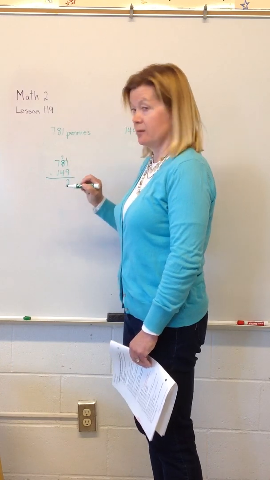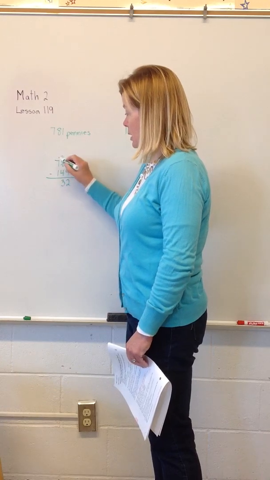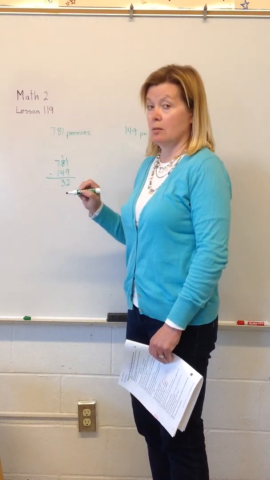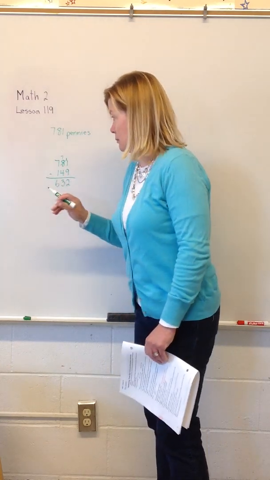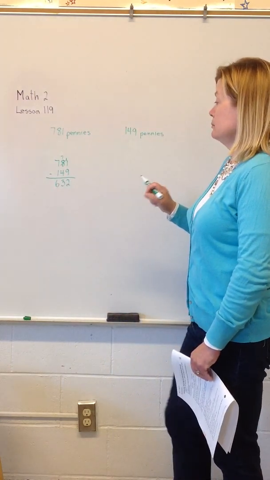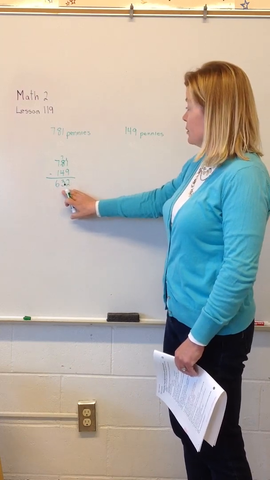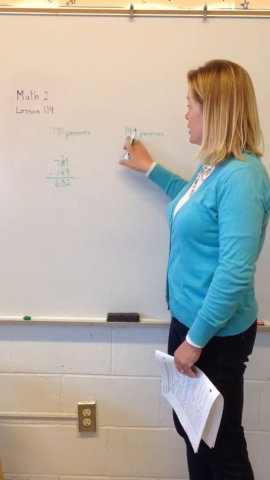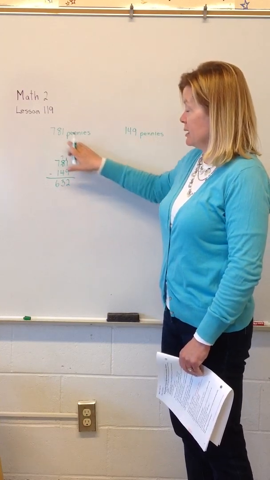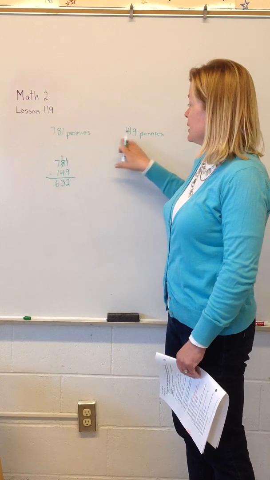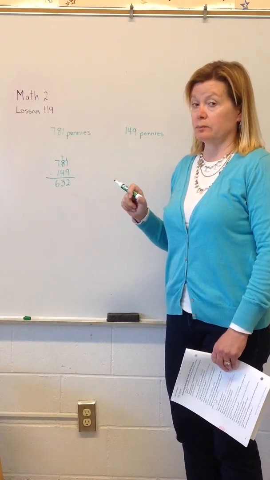How about 7 minus 4? 3. And 7 minus 1, 6. Now this is very different than the 700 that I said, but that's because this is rounded higher and this is rounded a lot lower. Okay, now we're going to write this, the 781 pennies and the 149 pennies, in the dollar amounts.